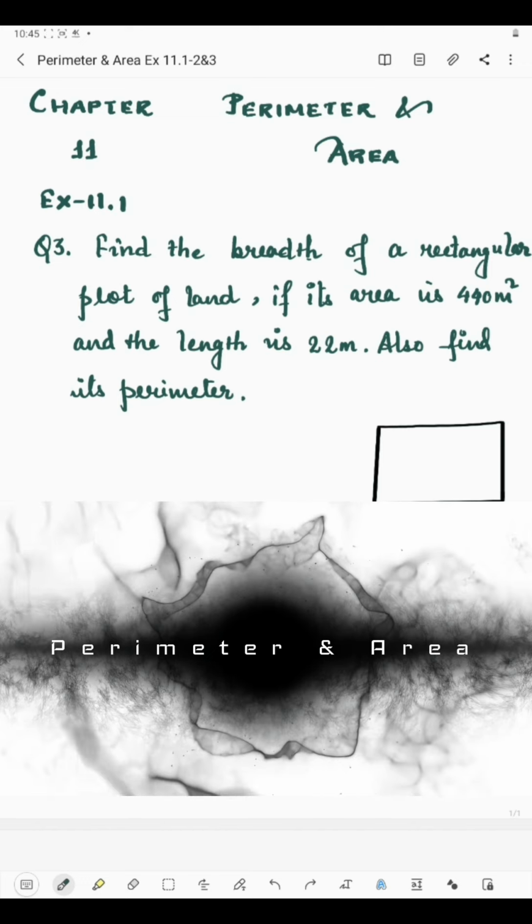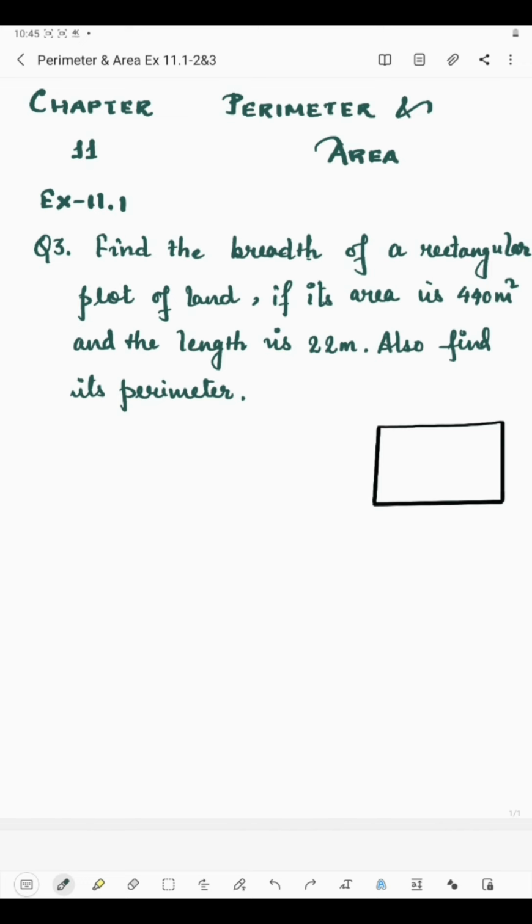Hello students, today I am going to start question number 3 of exercise 11.1. Question number 3 says: find the breadth of a rectangular plot of land if its area is 440 meters square. This is the rectangular plot of land of area 440 meters square, and the length of this rectangular plot is given, which is 22 meter. This is the length of the rectangular plot, and this is the breadth. So here we will have to find the breadth of the rectangular plot.